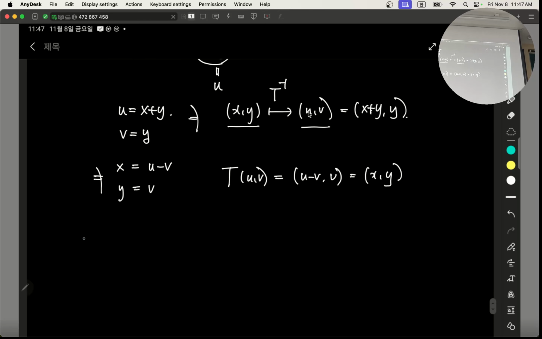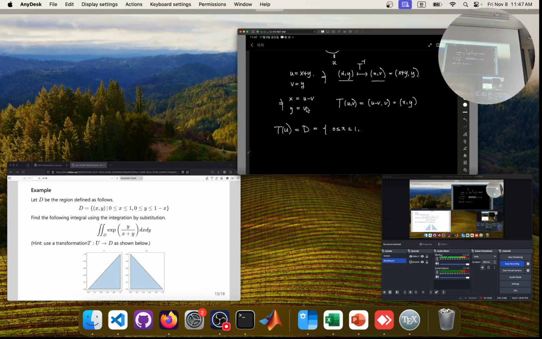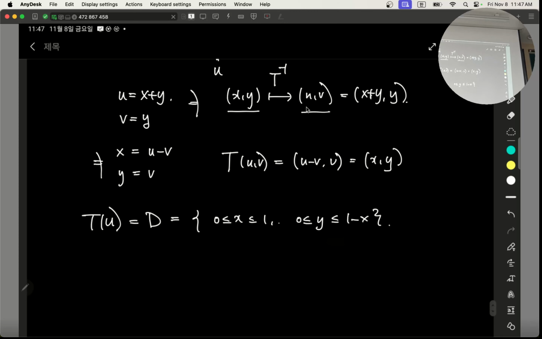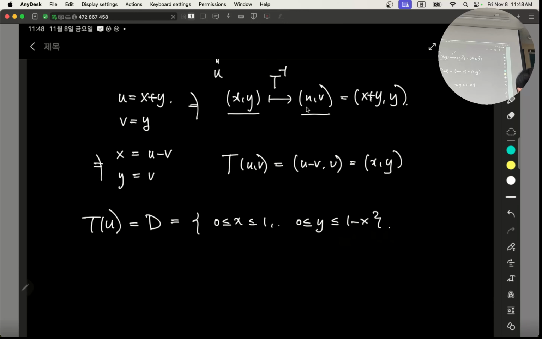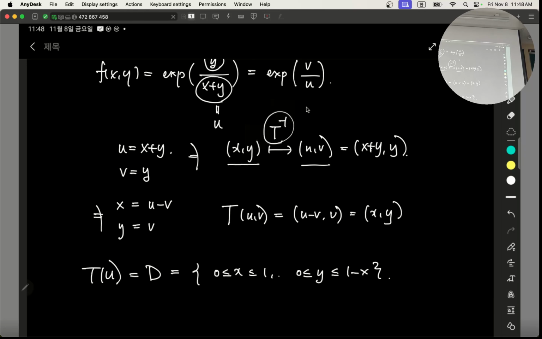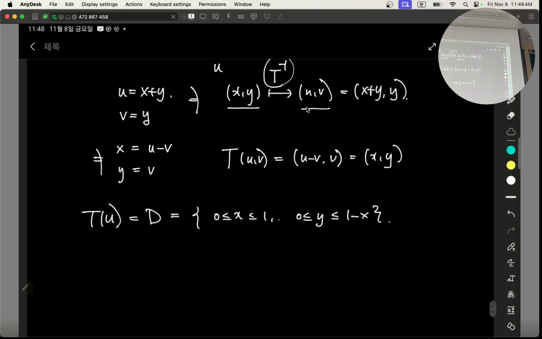So let's find out what U is. U is sent to D, where D is x from 0 to 1 and y from 0 to 1 minus x. So I want to find which domain inside of the UV plane maps to this triangular region through the transformation T. Well, you don't have to do trial and error, because we already have the inverse mapping and we know that this is a one-to-one mapping.